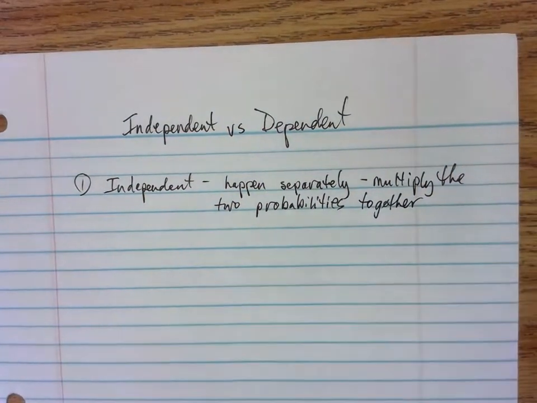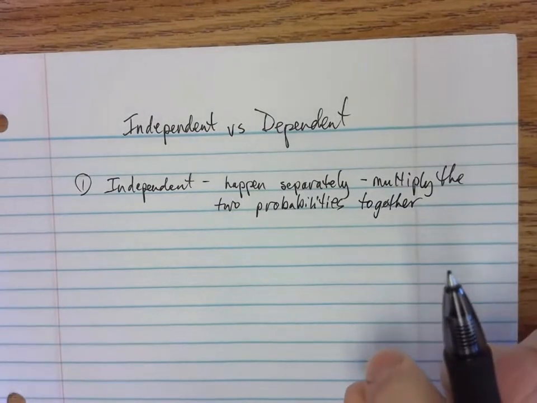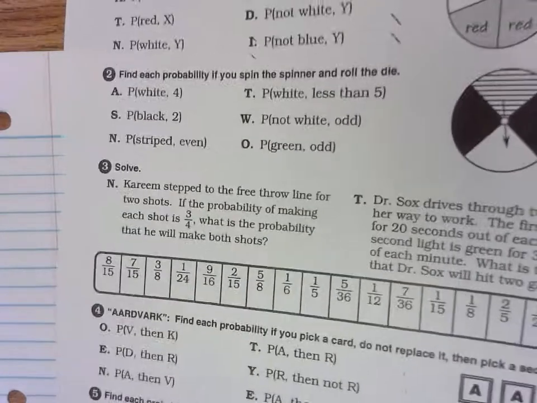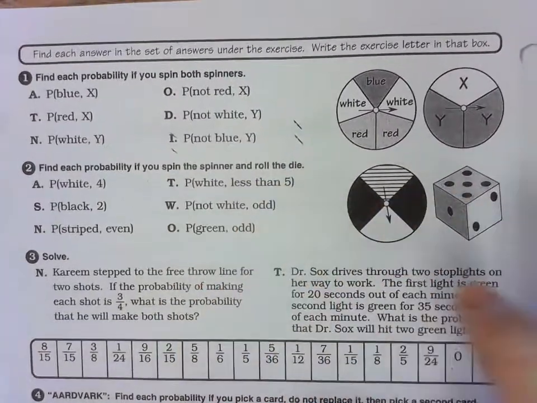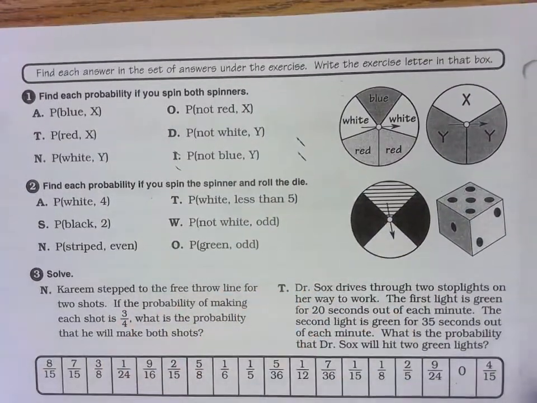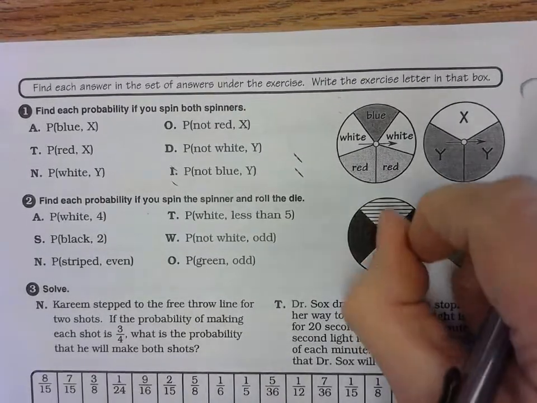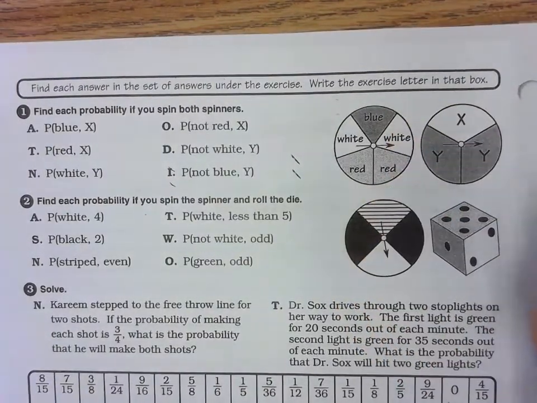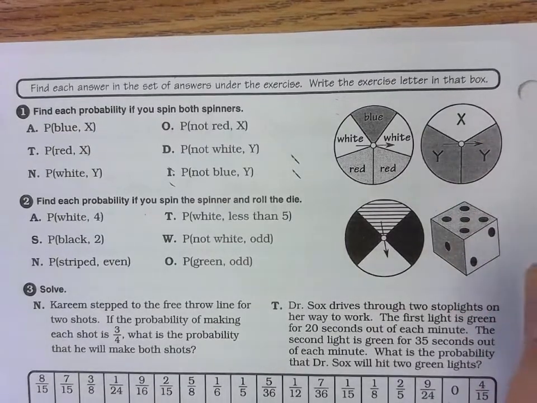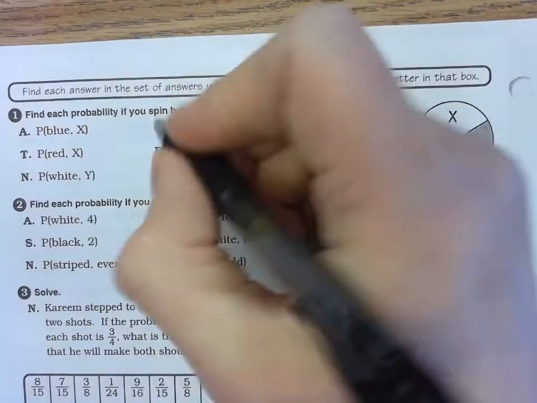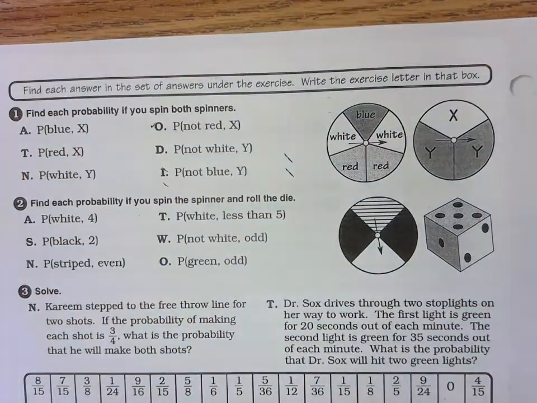Since we're talking about independent first, I'm going to come up here and point out that most of the problems in the top part are the independent part. So let's do one of them. What you spin on this spinner has absolutely nothing to do with what you're going to spin on this spinner, so these are independent events. Let's do letter O, the first one right here.